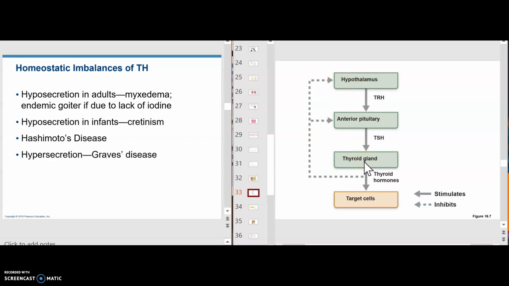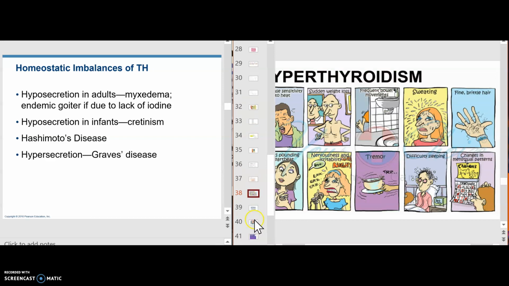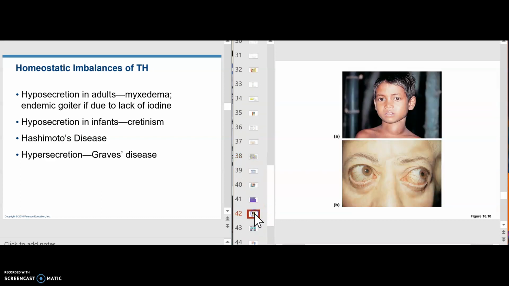So all that happens is more follicles develop, but nothing is released. More follicles develop with an ineffective thyroglobulin because it's no longer making the hormone. So there's a protrusion at the neck with this goiter, an endemic goiter. Hyposecretion in infants is called cretinism, and they can have brain difficulties and so forth.